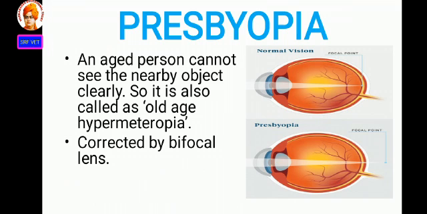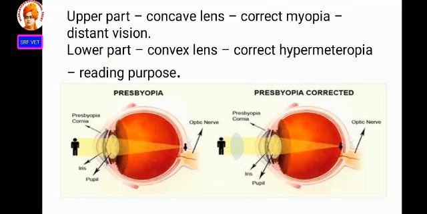So it is also called old-age hypermetropia. Some persons may have both defects of vision, myopia as well as hypermetropia. This can be corrected by a bifocal lens, in which the upper part consists of a concave lens to correct the myopia defect, used for distant vision. In the lower part, a convex lens corrects hypermetropia, used for reading purposes.